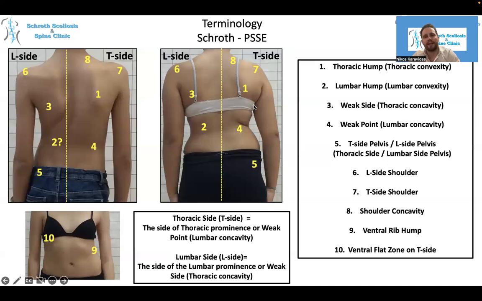So it is very easy to remember for the therapist that the side of the thoracic hump is called T side, thoracic side. The side of the lumbar hump is called L side, lumbar side. So this is easy to understand. And of course, then we have the L side shoulder, L side elbow, L side pelvis, or T side pelvis, T side hand, T side knee.